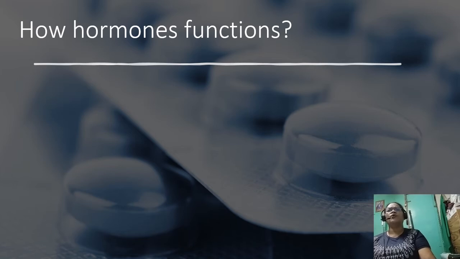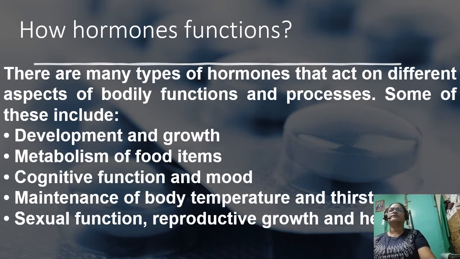How do hormones function? There are many types of hormones that act on different aspects of bodily functions and processes. Some of these include development and growth, metabolism of food items, cognitive function and mood, maintenance of body temperature and thirst, and sexual function, reproductive growth, and health.